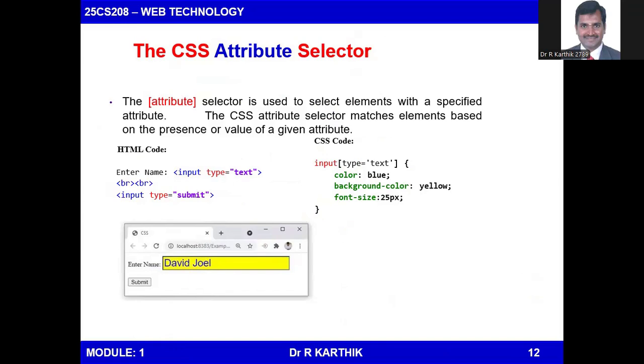The next one is the attribute selector. It selects elements based on the presence or value of an attribute. For example, the HTML code input type equal to text. Now I want to create CSS code for this one. When I am giving input in a text box, I have to make the text content blue, the background color of this particular text box yellow, and the font size 25 pixels. So for this particular text box alone, I can create the CSS code using the attribute selector. We can use it in login forms, registration forms, search boxes, and so on.